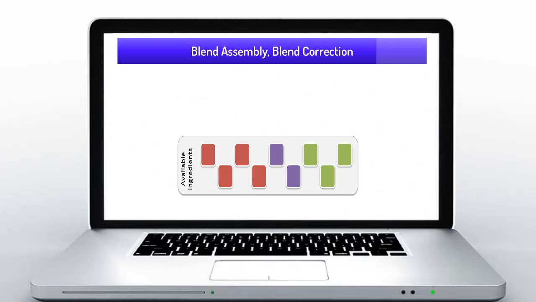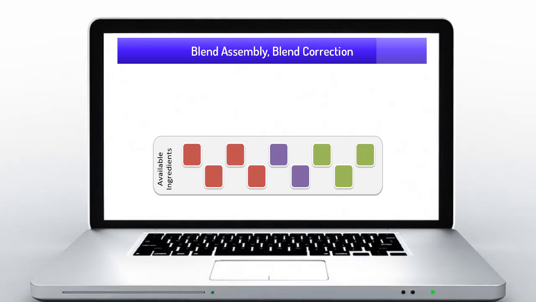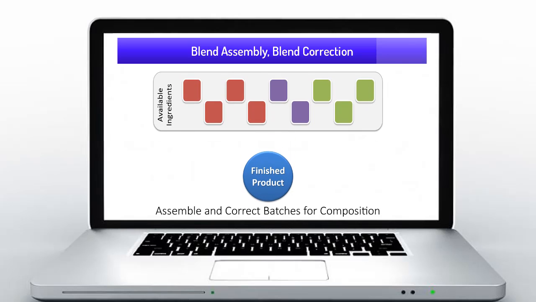Optimal Formulation is also used for generating recipes for blend and pre-blend assembly, as well as blend correction. This is the last chance for optimizing the use of protein, water, and other composition components for the appropriate regulations applying to the product being formulated.